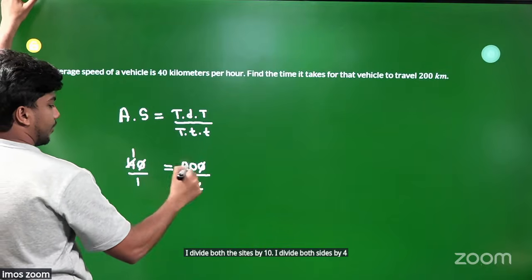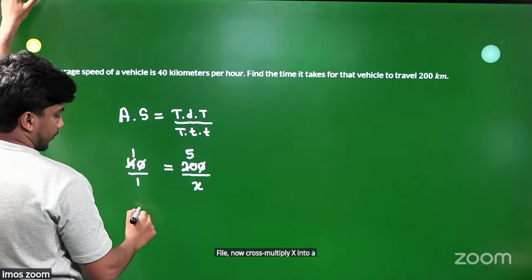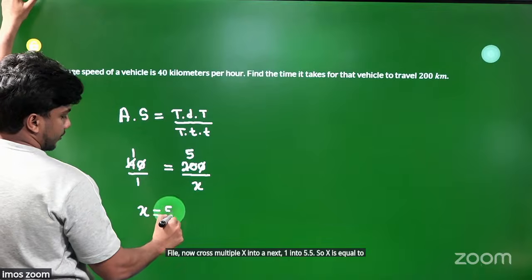How many 4s in 4? 1. How many 4s in 20? 5. Now cross multiply: x into 1 is x, 1 into 5 is 5. So x is equal to 5, so 5 hours.